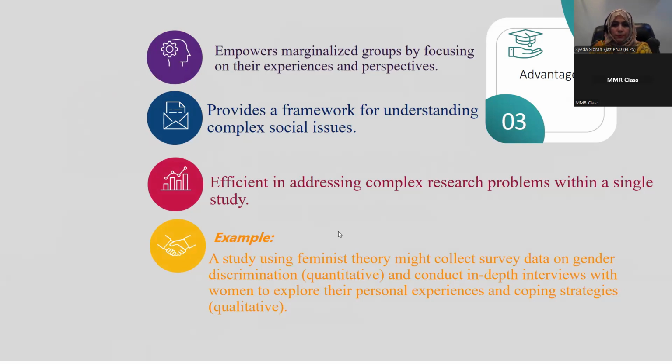It provides a framework for understanding complex social issues, and is efficient in addressing complex research problems within a single study. Now we'll see an example. A study using feminist theory might collect survey data on gender discrimination in the quantitative section and conduct in-depth interviews with women to explore their personal experiences and coping strategies in the qualitative section.